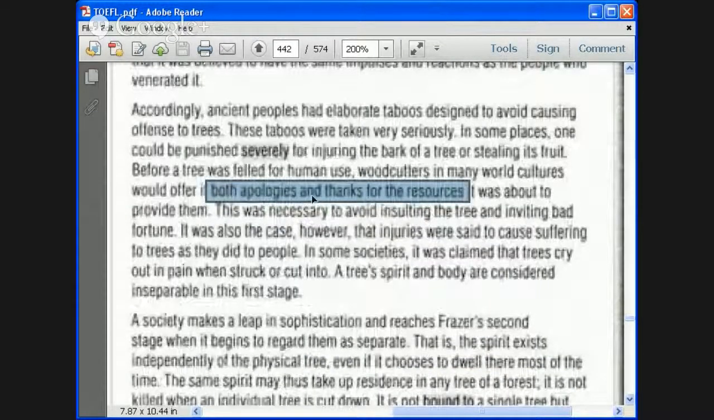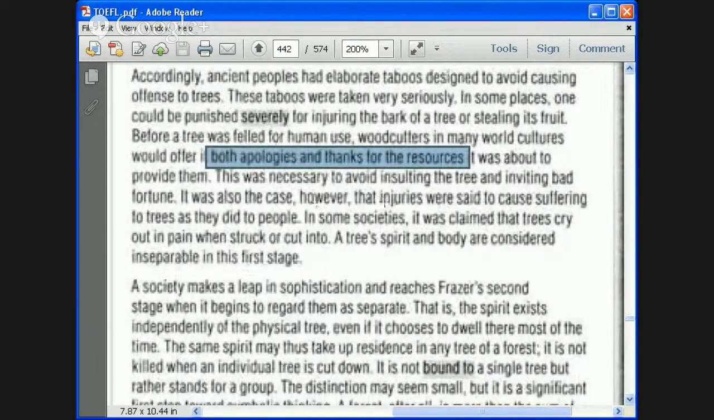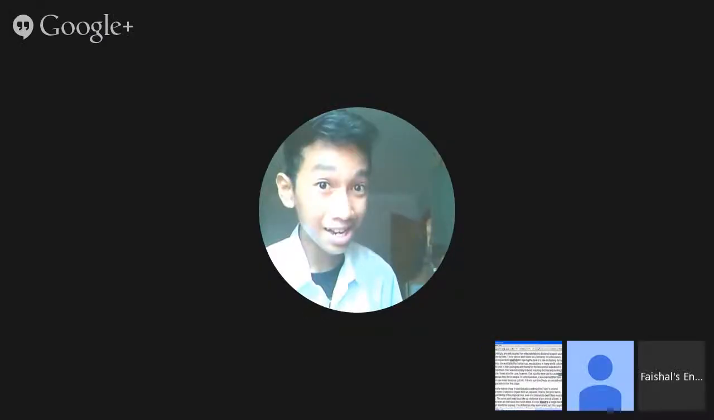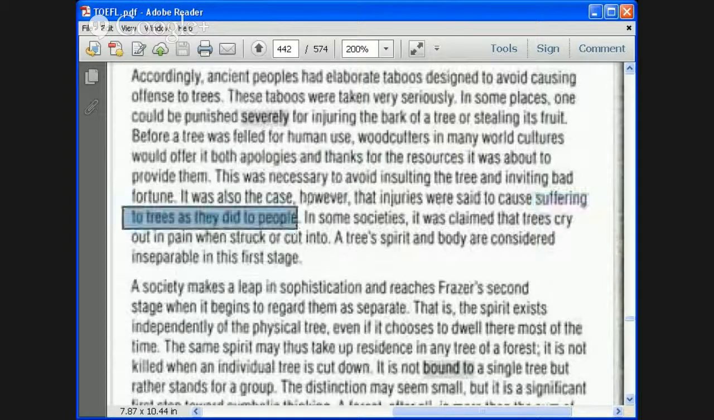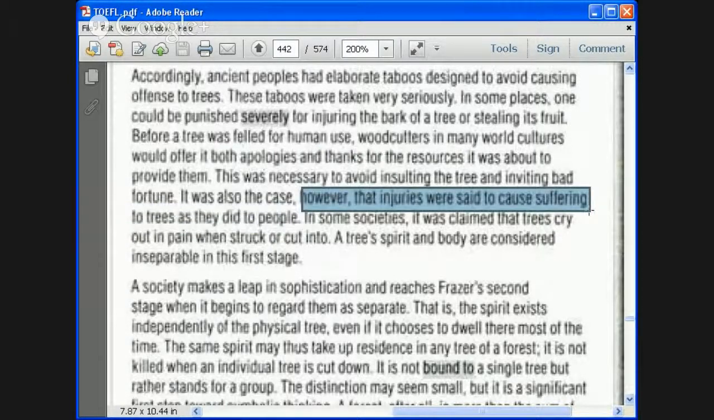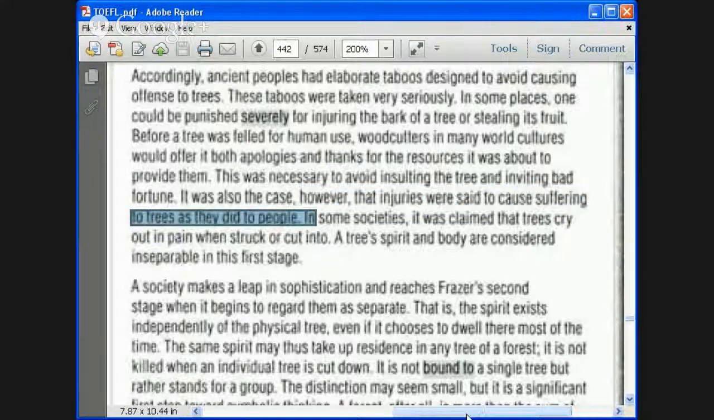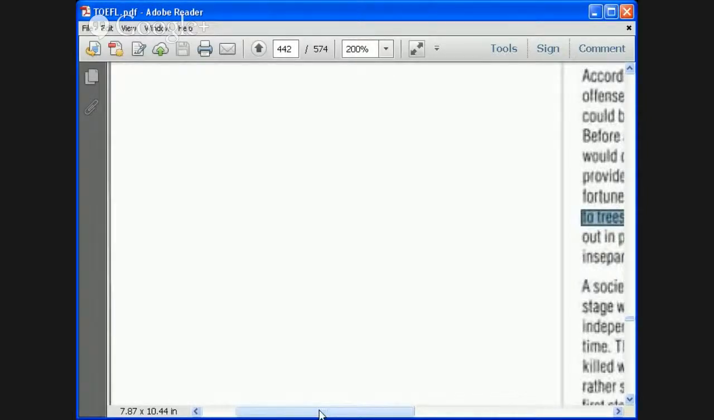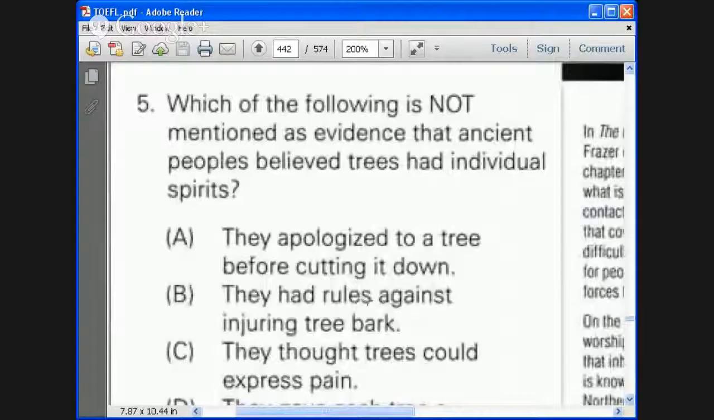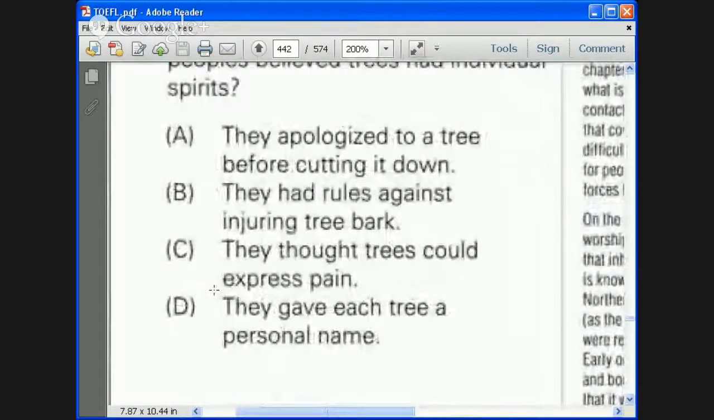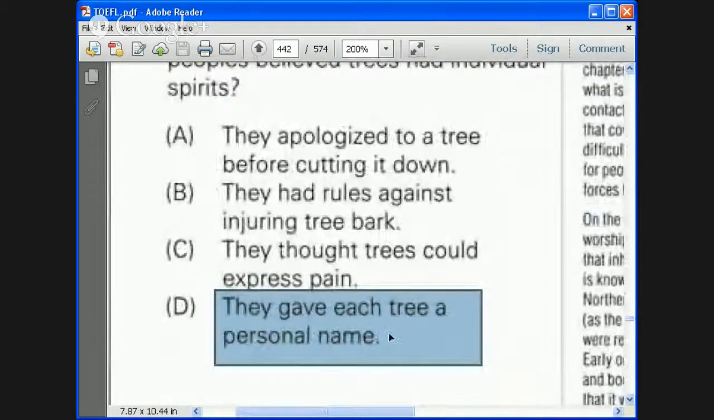Apologies is here. Okay. Express pain. Suffering to trees as they did to people. Injuries were said to cause suffering to trees as they did to people. All right, I think we got our answer. Yeah, we got it. They treated them like people, but they didn't give them a name.